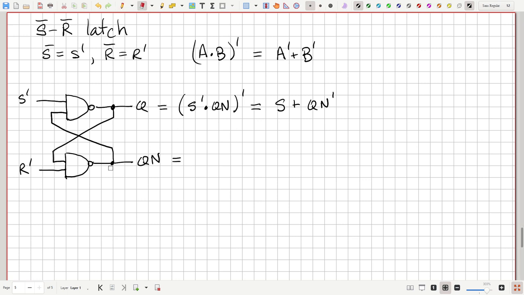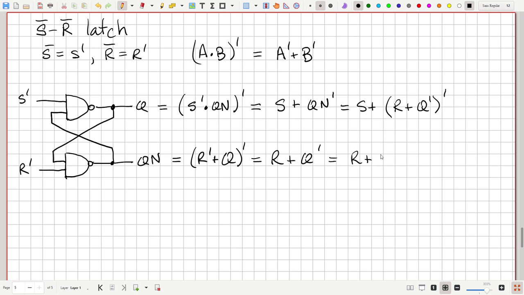Now down here, QN, what is that? Now, let's see, that's the output of a NAND gate with inputs R prime and Q. Okay, so again, using De Morgan, we got R prime prime is R, or Q prime. So substitute the expression for QN, and up here we've got then S or the not of QN, and QN is the OR of R and Q prime. Let's see, and down here then we've got R or Q prime, and here's Q. We use this expression here and negate that.